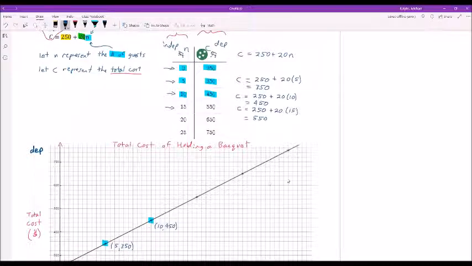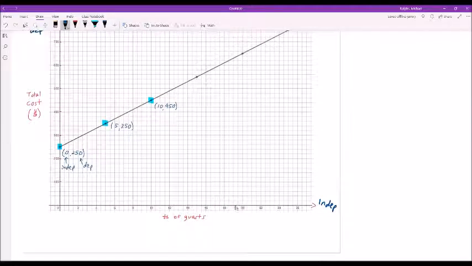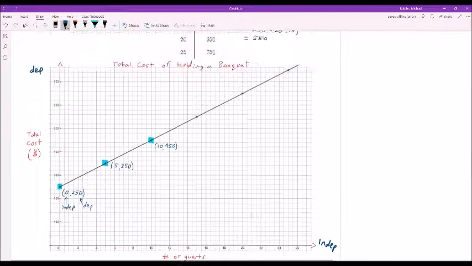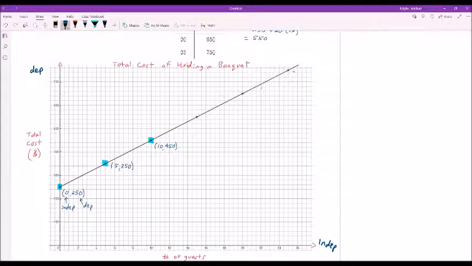I just plot the next 3 points in the same manner, and then I end up getting this graph. I used the graphing software from Desmos, and I plotted a line that crossed through all the points that make up this graph. Notice that the graph begins at the dependent axis. Okay, that's where it starts at the point 0, 250, and it's going up as we go to the right.